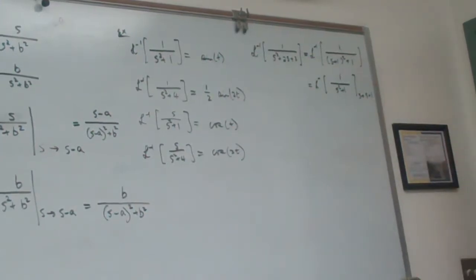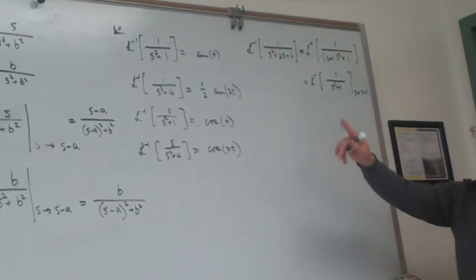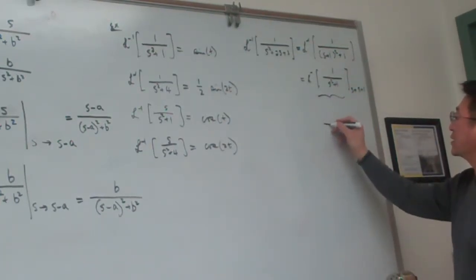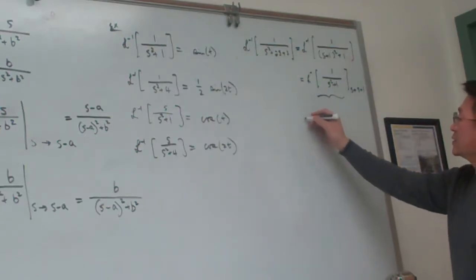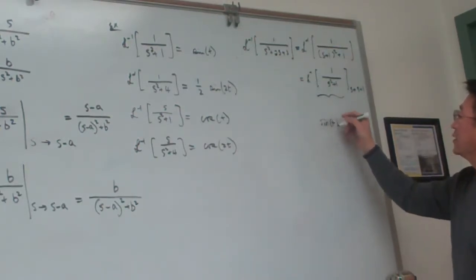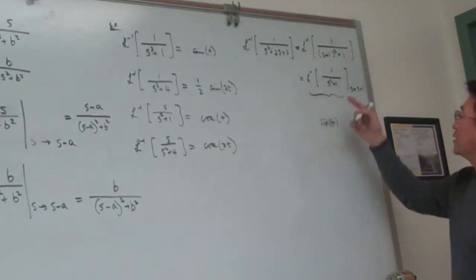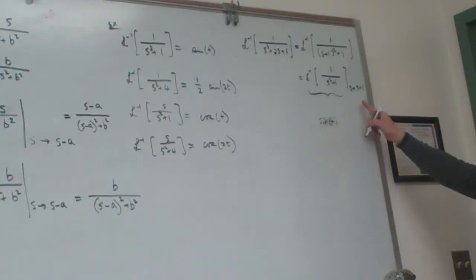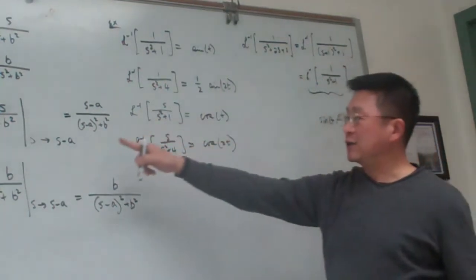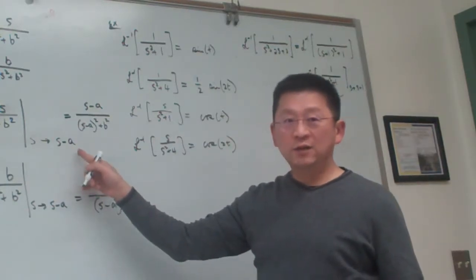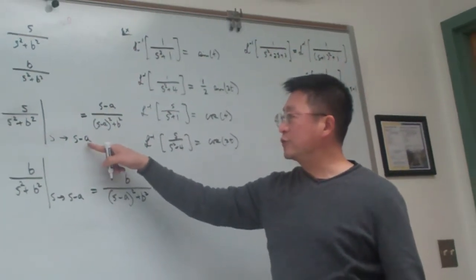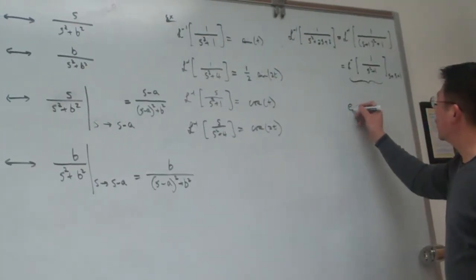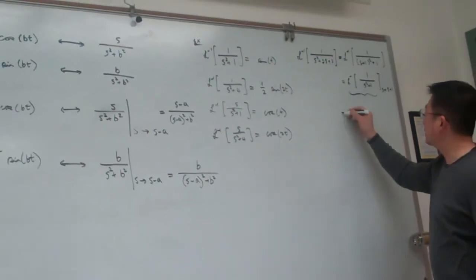They are equivalent. Right now you compare to our template here. This form gives us the inverse sine t. But here we do the replacement, so you plug in the replacement. When we do the replacement s minus a, the corresponding time function is multiplied by e to the at. So here it corresponds to multiplying with e to the minus t.